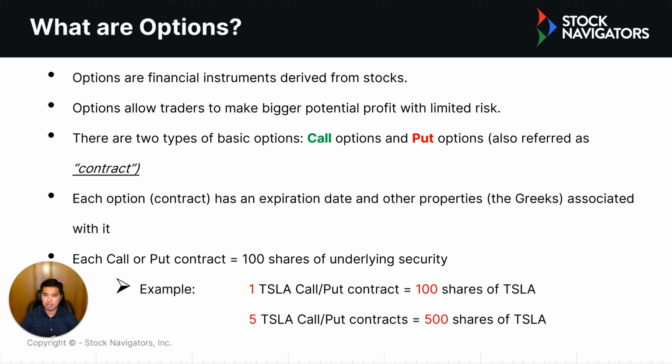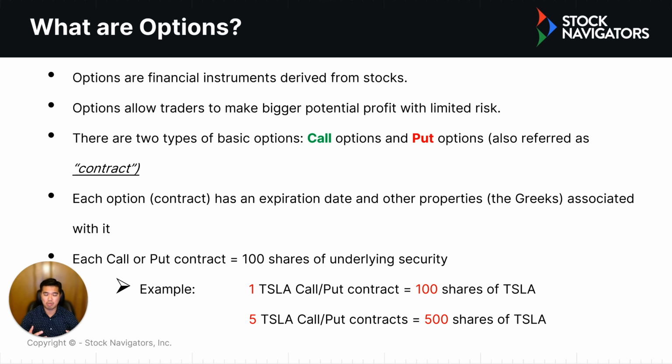So, what are options? Options are financial instruments that derive from stocks. Most of the stocks trading in the market will most likely have an option associated with it. Options are just contracts associated with the underlying stock. However, options allow traders to make bigger potential profit with a very limited risk. There are two types of basic options, calls and puts. Each option, or each contract, has an expiration date and all the properties associated with it.